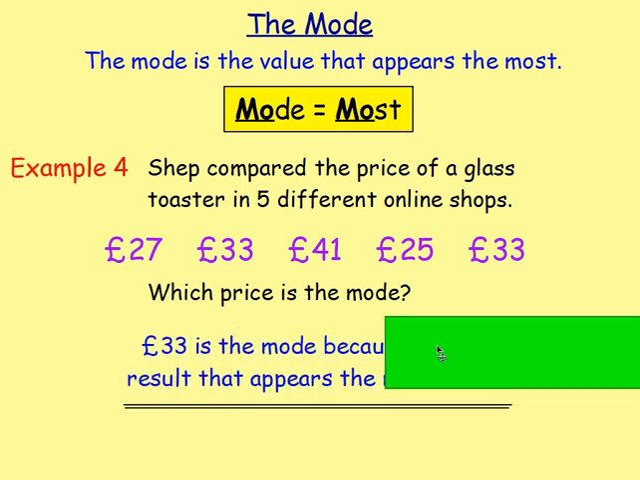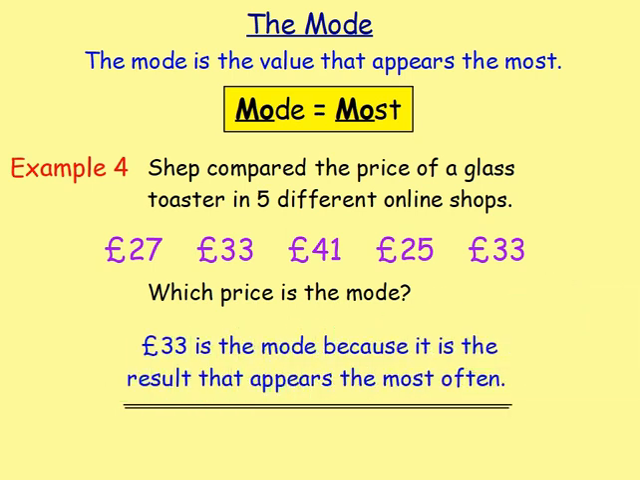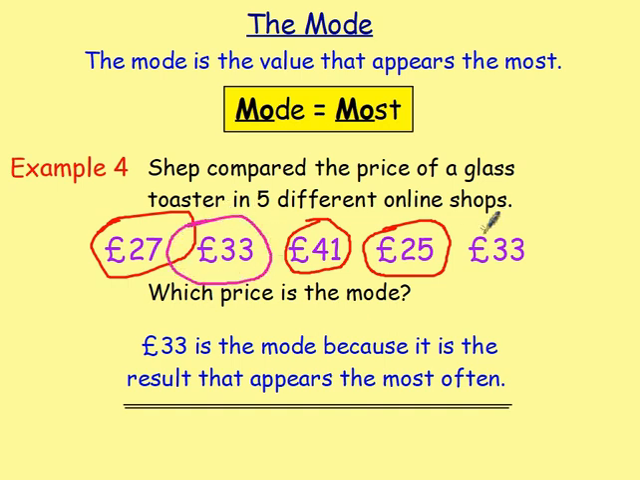Why are you going with 33? Yeah, because it's the number that appears the most. 27 appears once, there's no other 27. 41 appears once, there's no other 41. 25 appears once, there's no other 25. But if you look at this, 33 is here once and twice. There are 2 33s. 33 appears more than the others, so 33 would be the mode. It's the number that appears the most. Well done, Hallie.